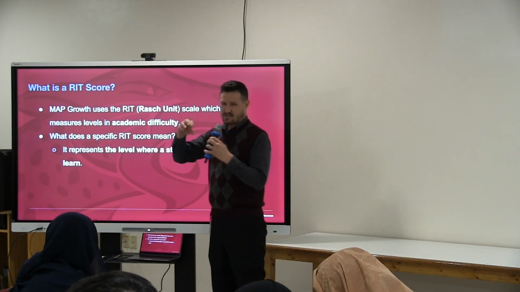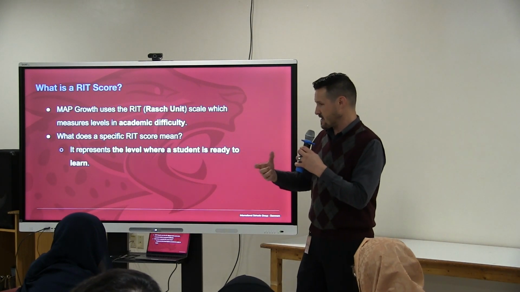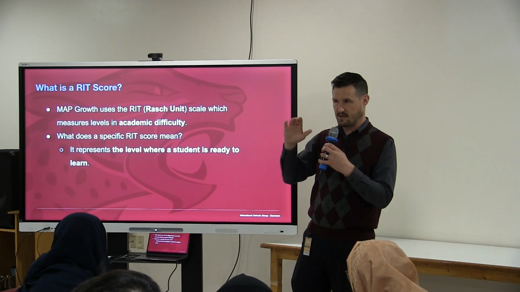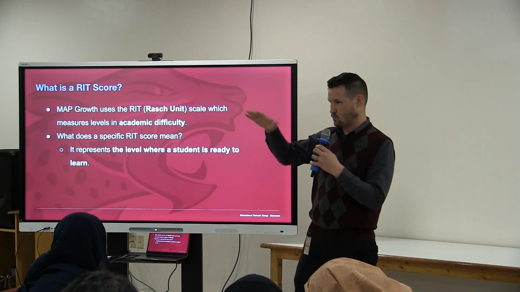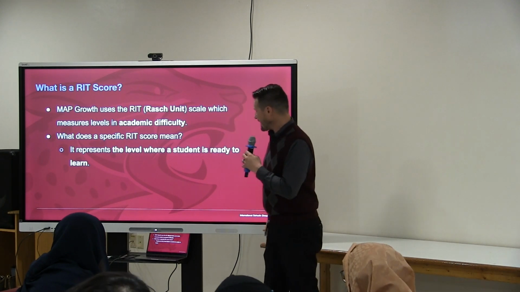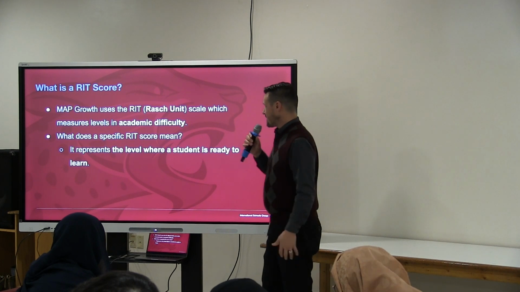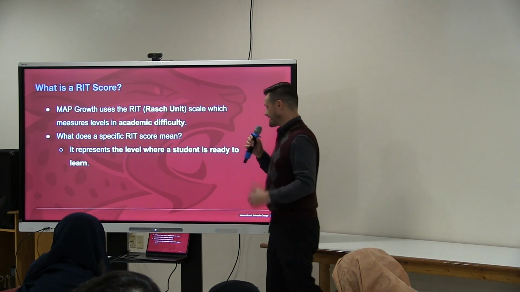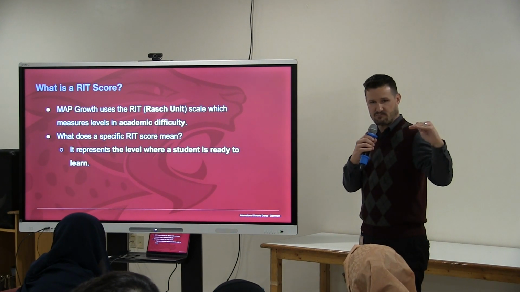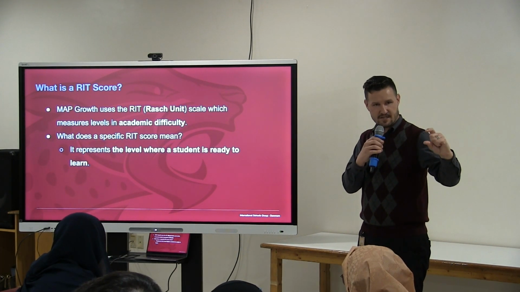So RIT is just what the company, NWEA, has called this number that they're giving the students when they score. It's called a Rasch unit, and it measures the level of academic difficulty. This level indicates where the student is ready to learn. They give the students a number at the end of the test, and that is the level at which they're ready to learn.